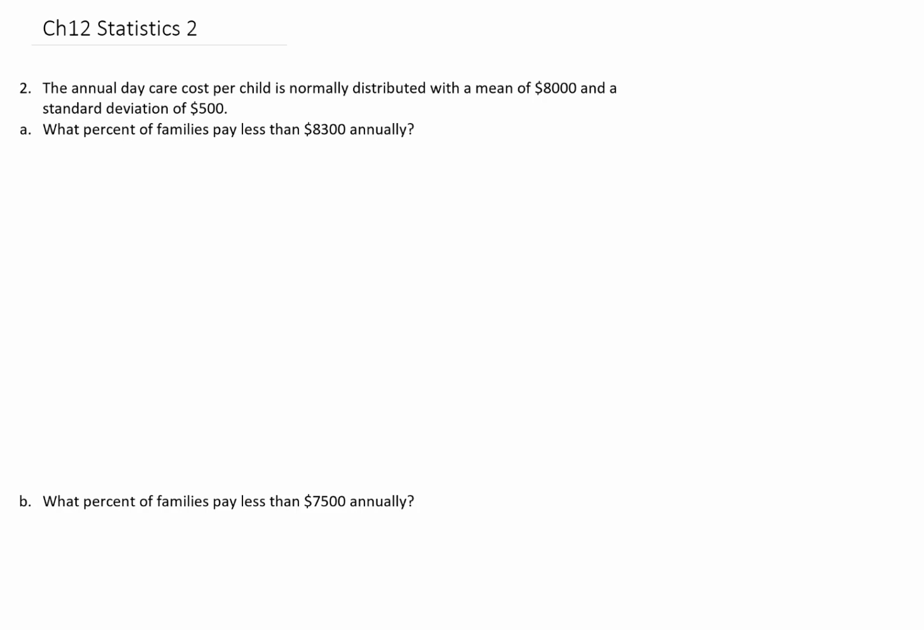The annual daycare cost per child is normally distributed with a mean of 8,000 and a standard deviation of 500. That means that our cost for daycare is distributed something like this, where 8,000 is right here in the middle, and our standard deviation is 500. We would like to find the percent of families that pay less than 8,300 annually.